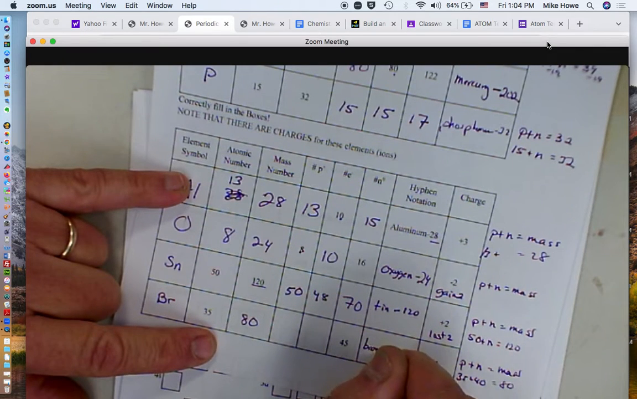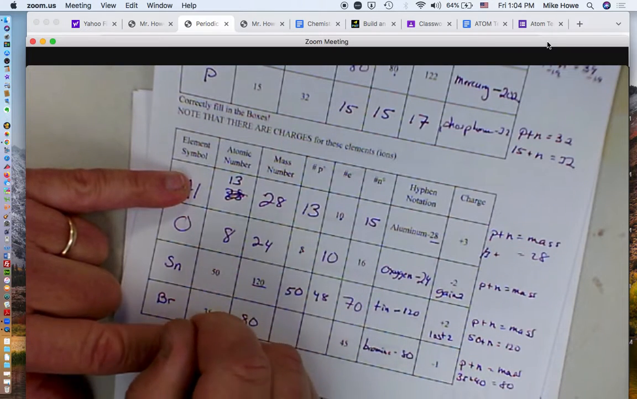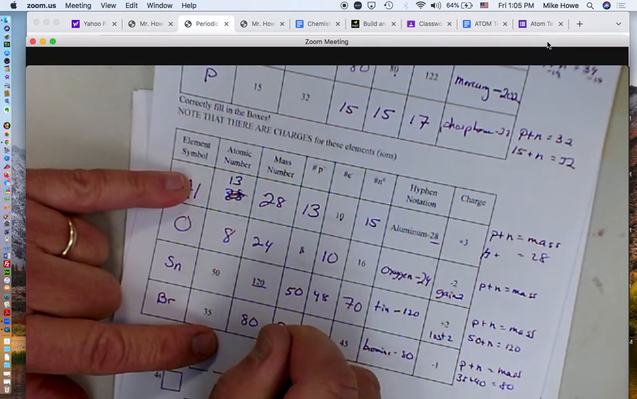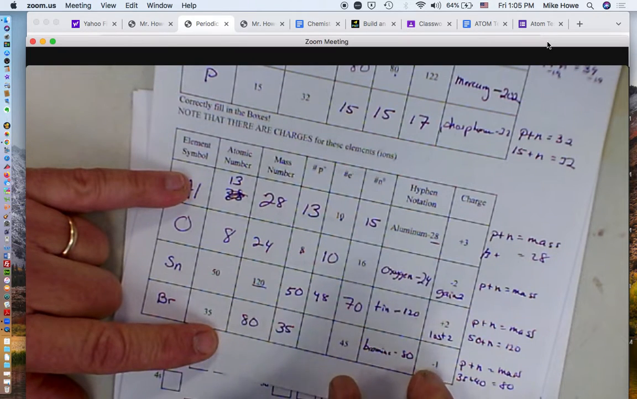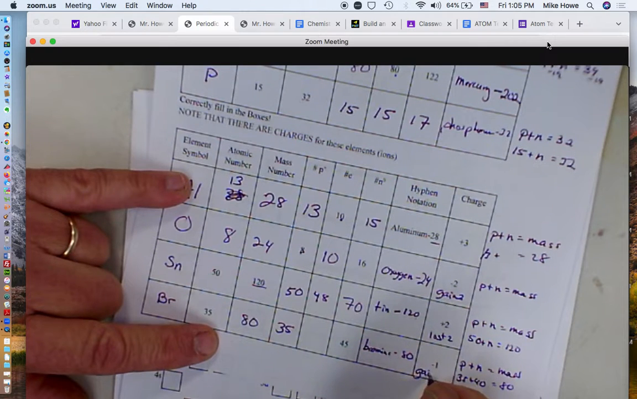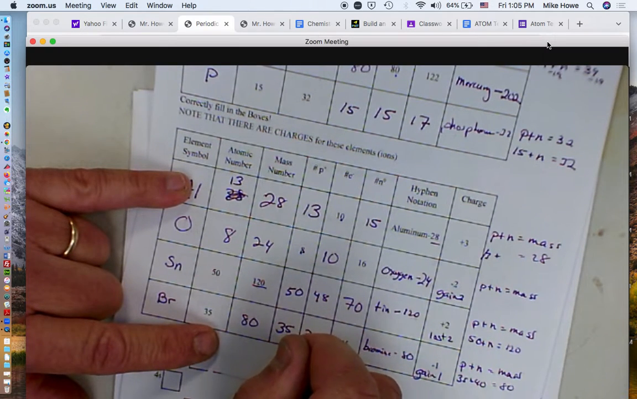Bromine-80. Protons, same as the atomic number, 35. The electrons equal the protons, so that'd be 35 normally, but this has a -1 charge. So -1 charge means gain 1. So from 35, we go to 36.